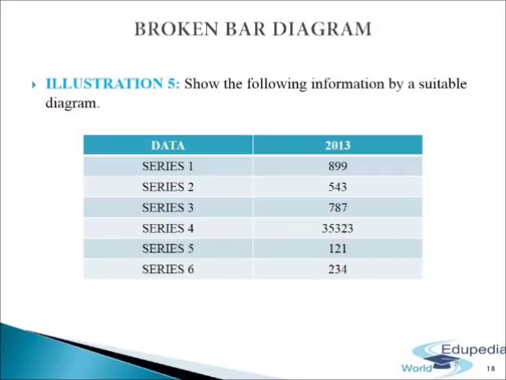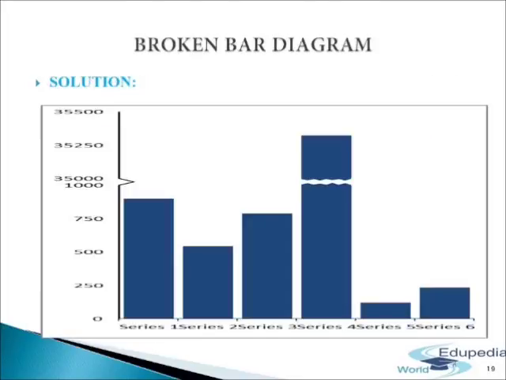In this, the table is given and we have to make a suitable diagram. As you can see, most of the data is below 1000 units. But in series 4, it is just above 35,000 units. If you plot the data as a normal column chart, it will be almost impossible to read the values for series 1, 2, 3, 5 and 6. What we need is a broken bar diagram. By using the broken column, we can see both the details at the bottom and top of the scale. From the given data, we will make a broken bar diagram.